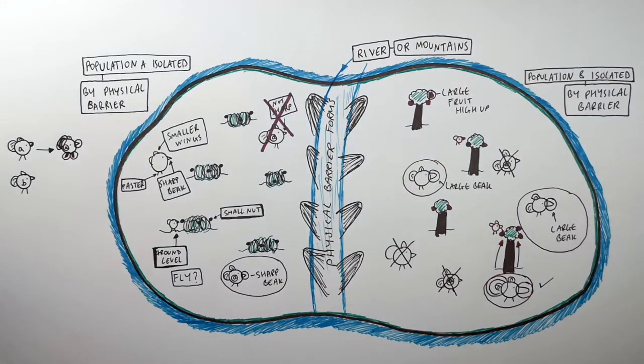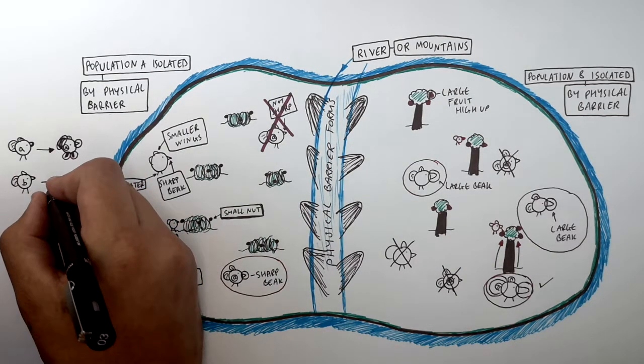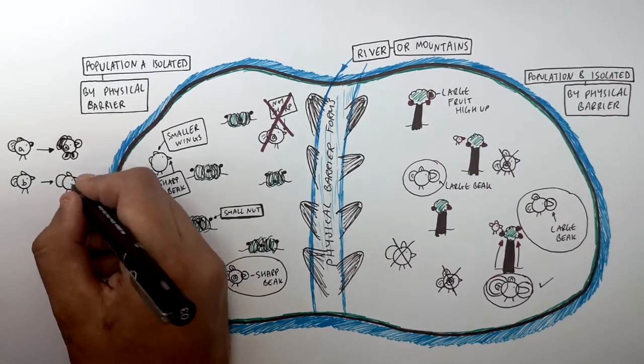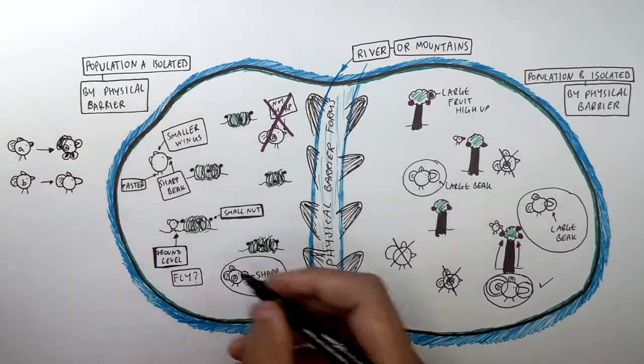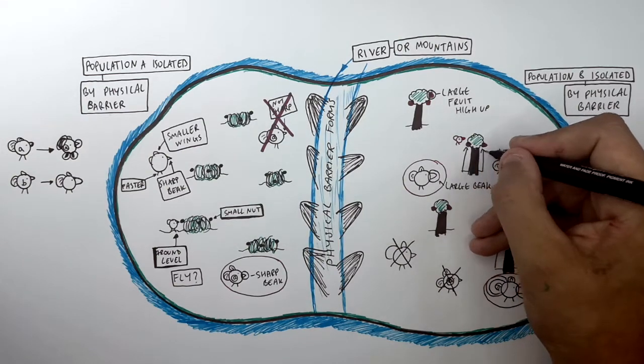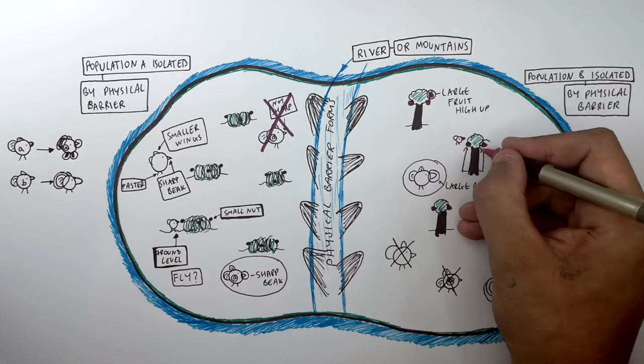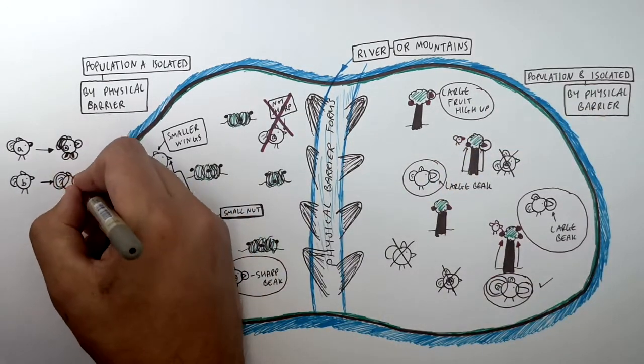Whereas population B, which was isolated and only had larger fruit high up, they're going to have larger wings and larger beaks. So they will have evolved to be a bird with larger wings that can fly better and larger beaks so they can eat the larger fruit.